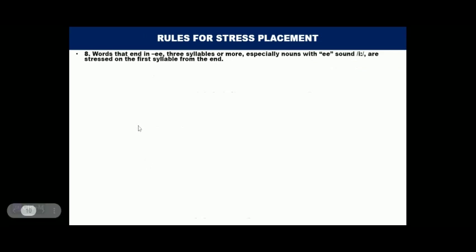Rule number 8. Words that end in EE, three syllables or more, especially nouns with EE, which gives you the long E sound, they are always stressed on the first syllable from the end. That is, you stress on the last syllable. For example, absentee, detainee, nominee, reportee. You know, these are usually words of French origin, okay?